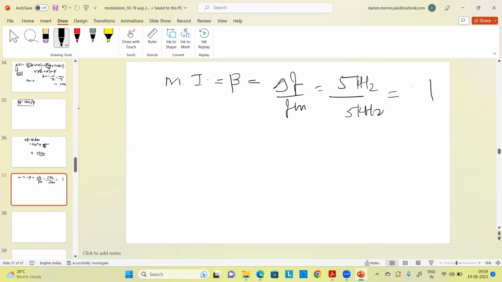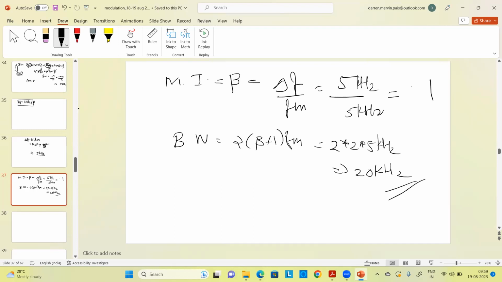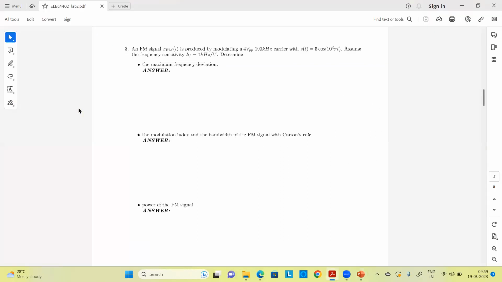The third point is about bandwidth. Bandwidth, I told you, is 2 into beta plus 1 into fm, which is 2 into 2 into 5 kilohertz, which is 4 fives are 20 kilohertz. Any doubts in this, Jerry? No, it's good, sir.